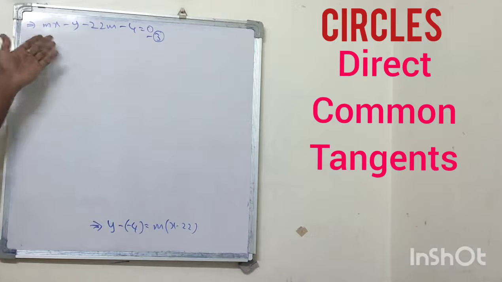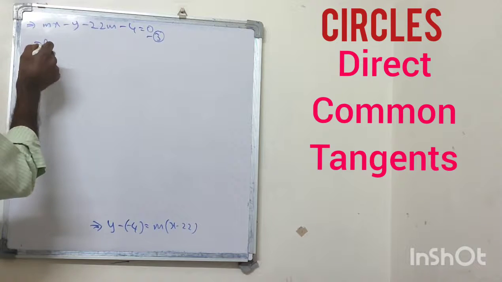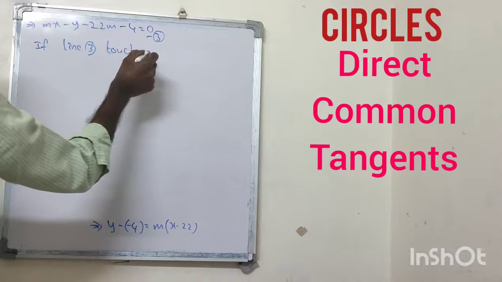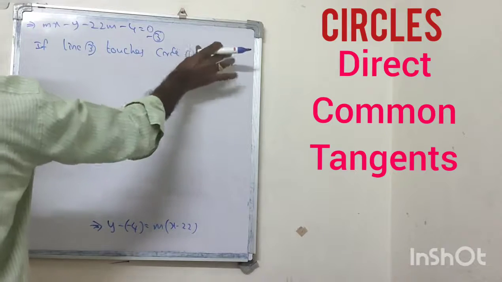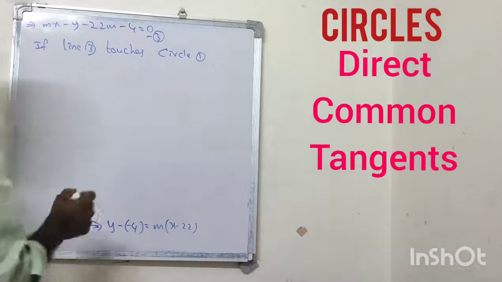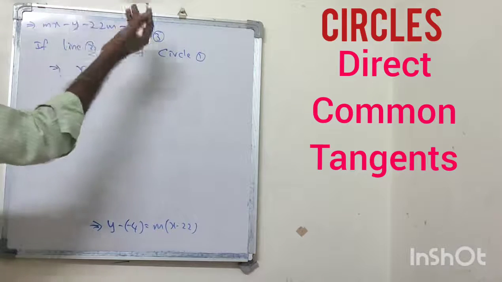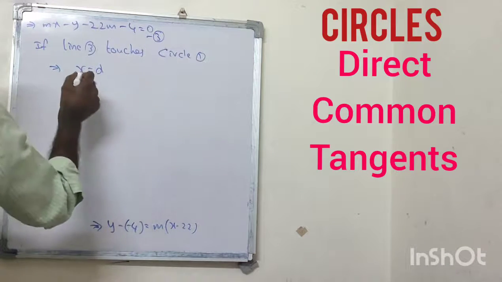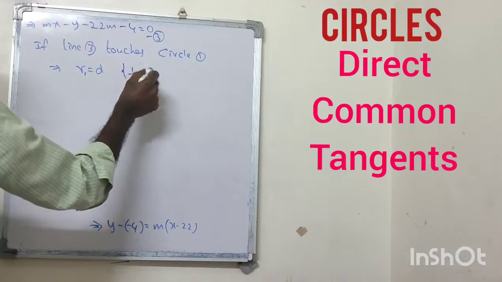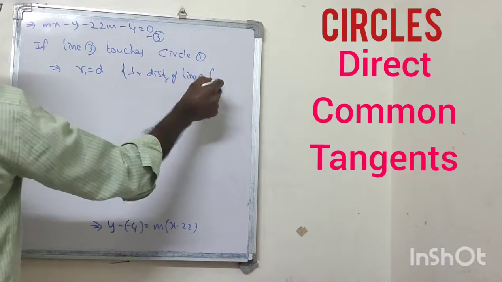This means this is a line which touches the circle, isn't it? Now we use a tangency condition here. If line 3 touches circle 1, if any line touches a circle, the condition is r equal to d. What is the meaning of r? Radius of the circle. Here circle 1 we are saying, so you write r1 equal to d. And what is d? D means the perpendicular distance of line 3 from C1.